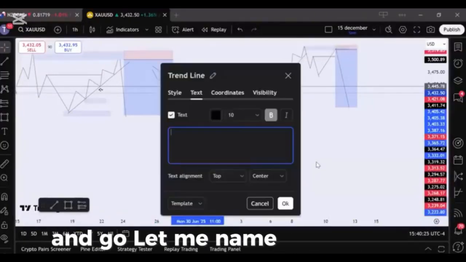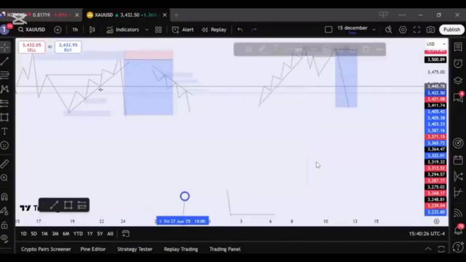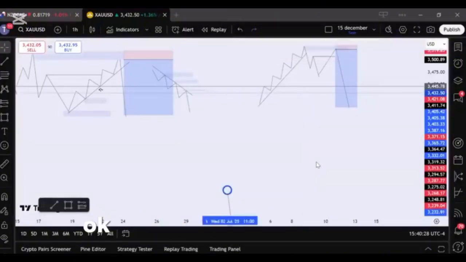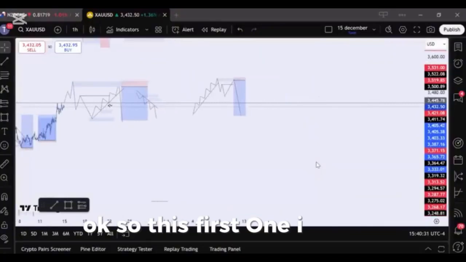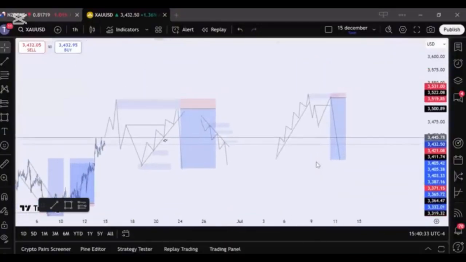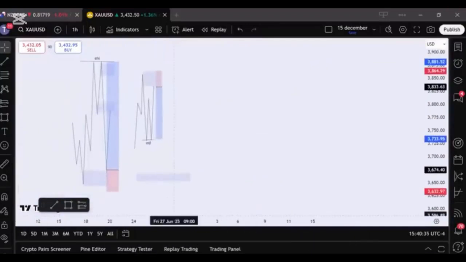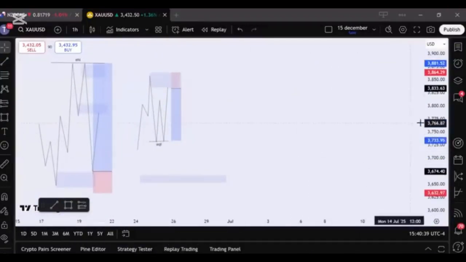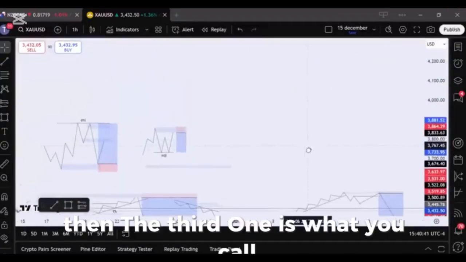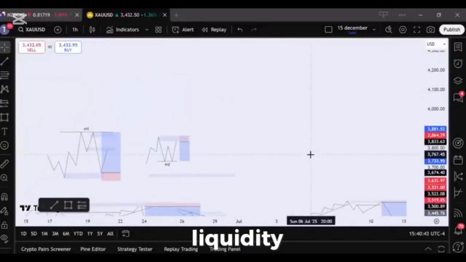Hang on, let me name these things. So this first one I gave is trendline liquidity. This second one I gave is equal highs and equal lows liquidity. Then the third one is what you call ranging liquidity.